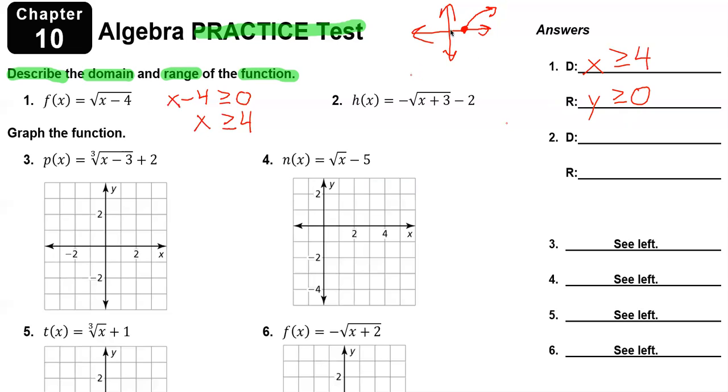Okay? All right, so let's look at the next one. And let's see if we can do this. Now, let's try this graphically first and see if that helps.